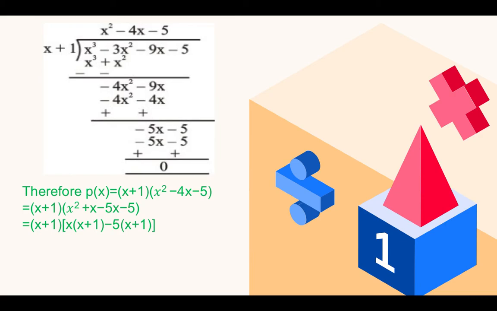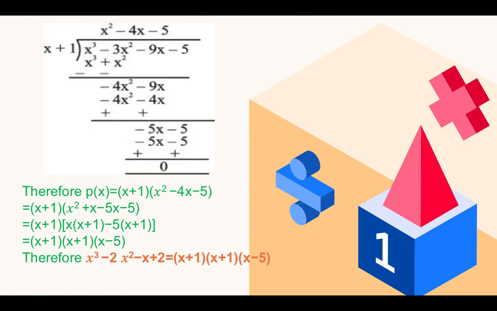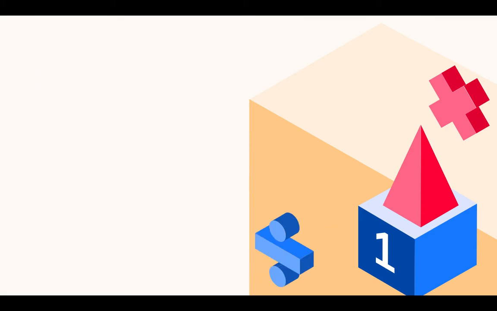So on splitting the middle term, I get minus 4x can be written as plus x and minus 5x. On solving and taking common, the factors that I get are x plus 1 multiplied by x plus 1 and multiplied by x minus 5. So I can say that the factors of the given polynomial are these. Now we move on to the next part.